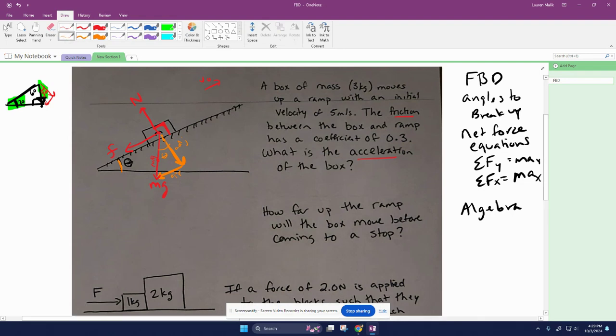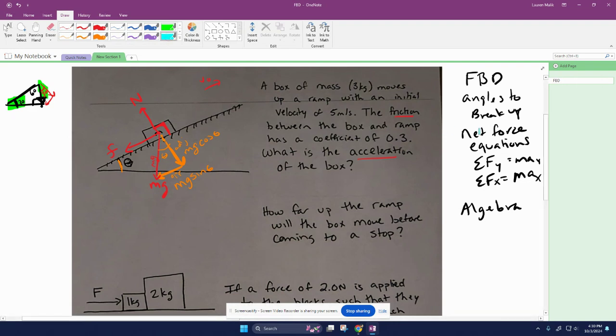So since this piece down here is my opposite, that means that I'm going to use the sine function. So this component would really be mg opposite, or sine of theta. This side piece over here would be mg adjacent, or cosine theta. So those are my component pieces.